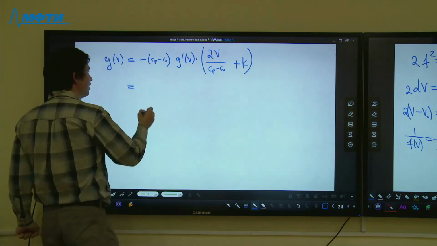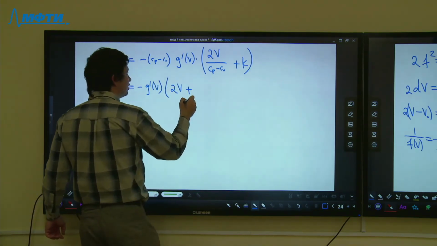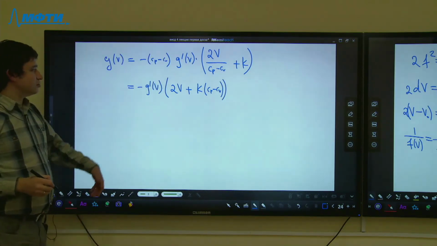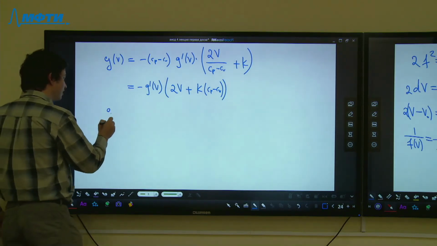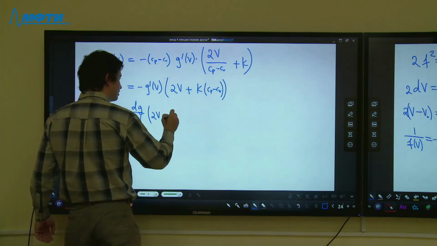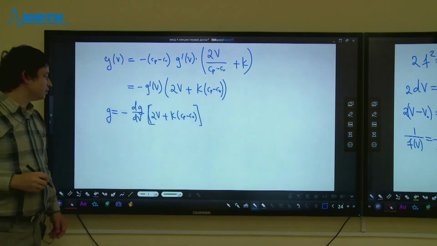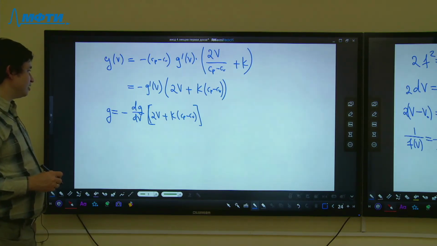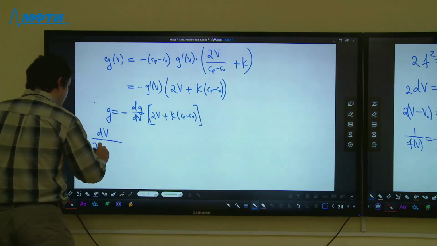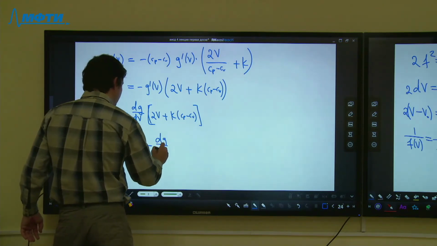So after I open all of these brackets, that would give me minus g prime of V times 2V plus K times Cp minus Cv. Good. So now again, I'm going to solve this equation by separating variables. I can write it as g equals minus dg over dv times 2V plus K times Cp minus Cv. In order to fully separate these two variables, I need to take dv to the left-hand side and g to the right-hand side. That would give me dv over 2V plus K times Cp minus Cv equals minus dg over g.